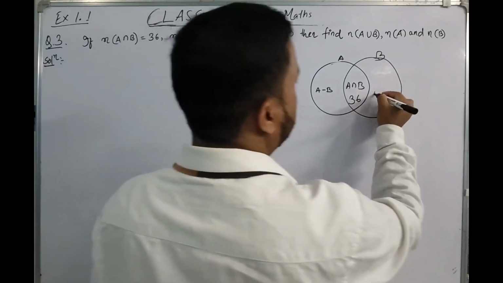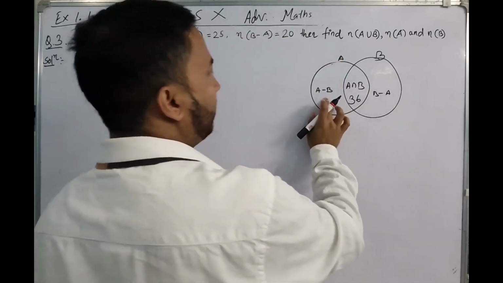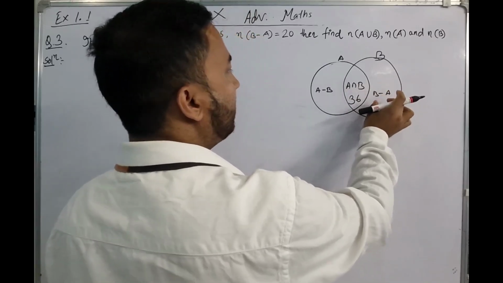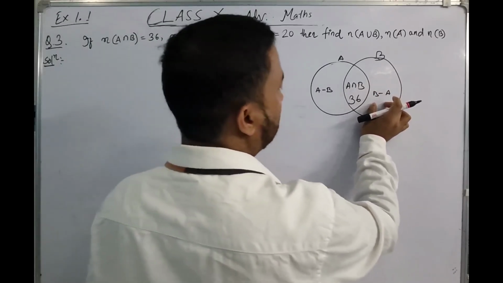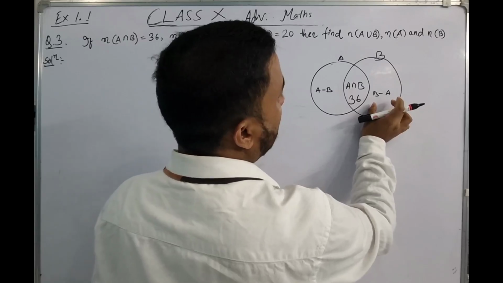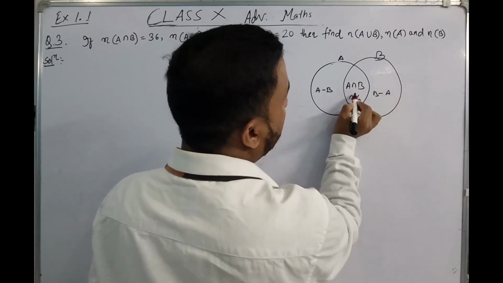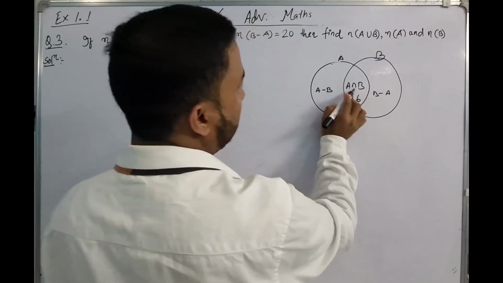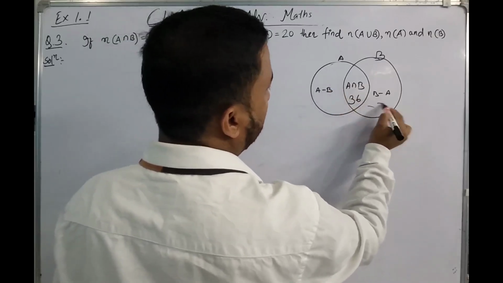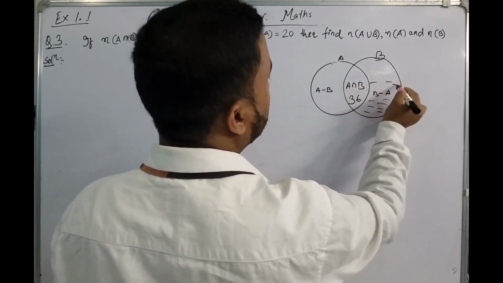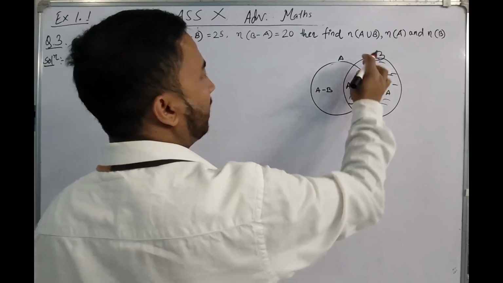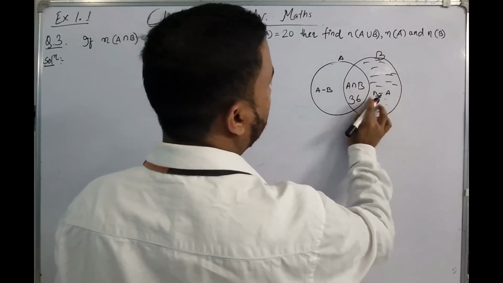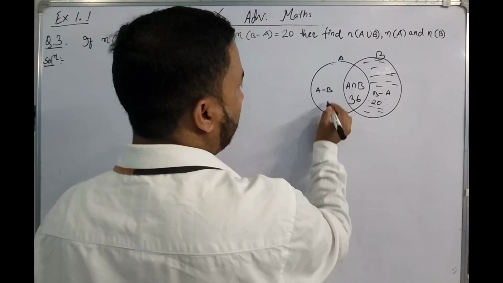Now this will be B difference A. This part is A difference B, this part is A intersection B, and this part is B difference A. B difference A means this part of the set B has the elements which are only in B. Here we have 36 elements present in both sets A and B. If you subtract these 36 elements from the set B, we will be left with only this part. This part is B difference A, where we have only 20 elements.